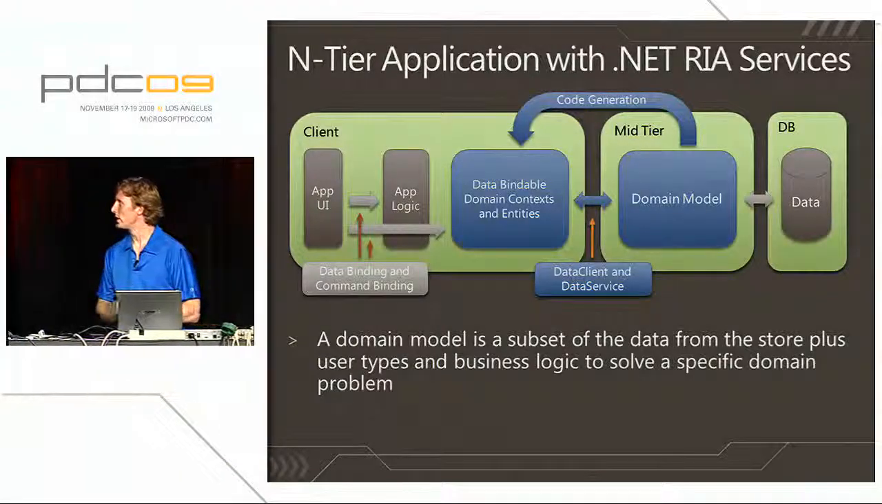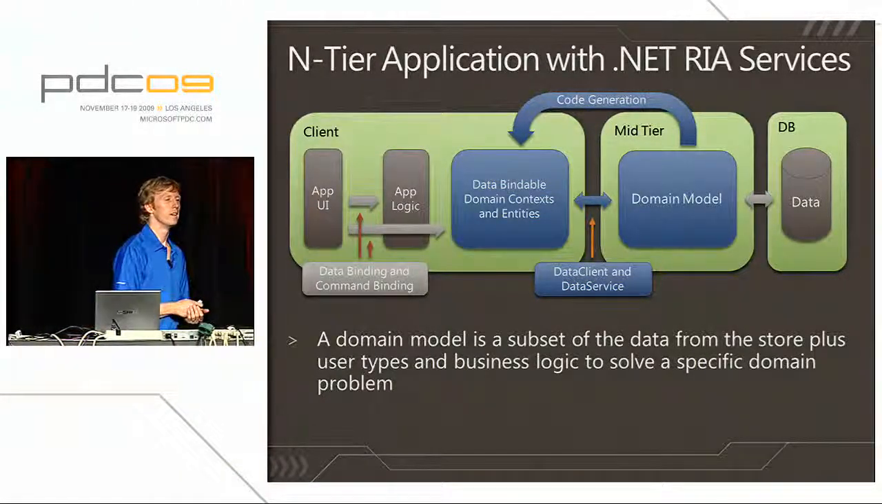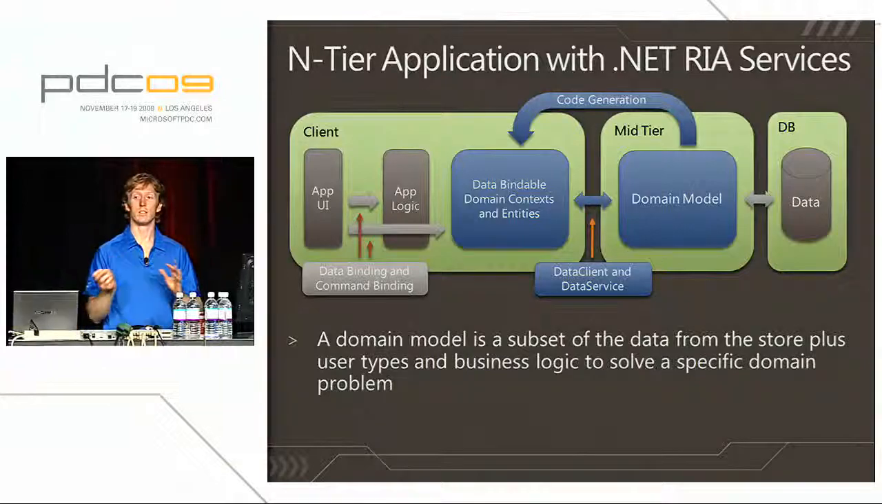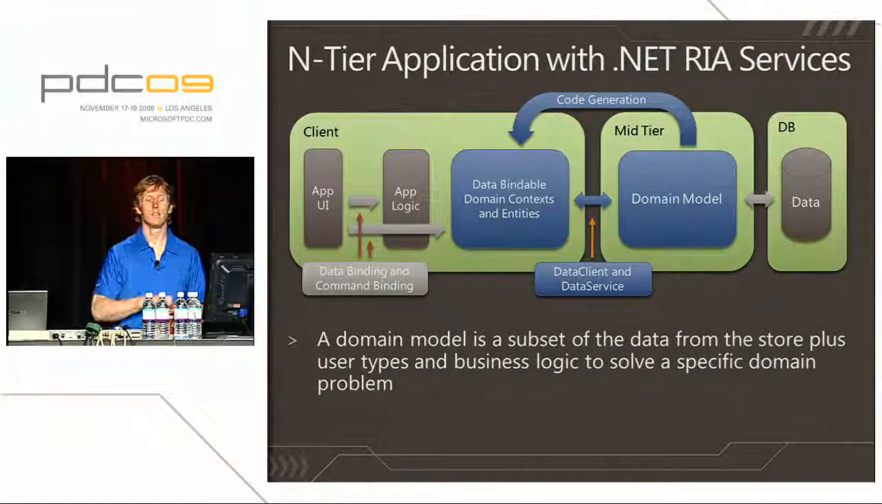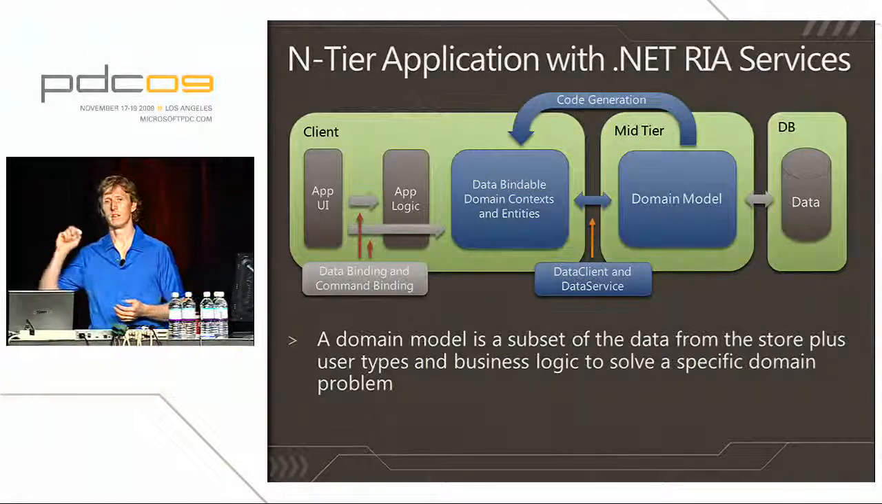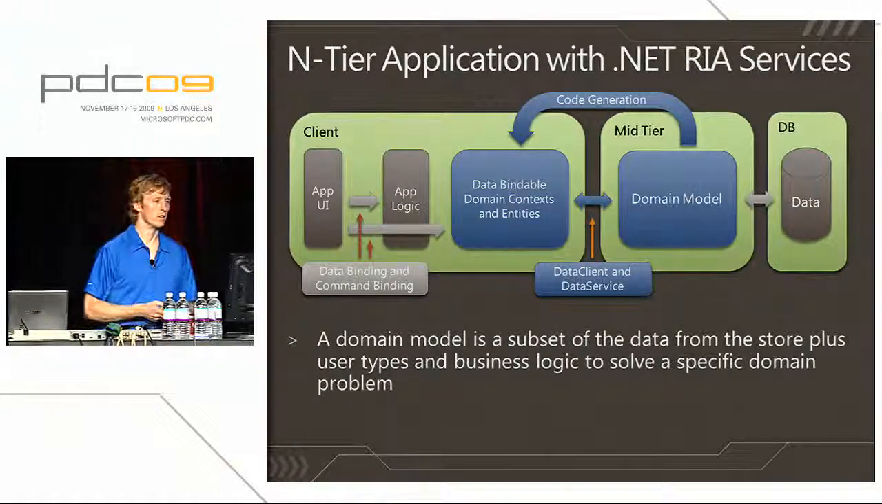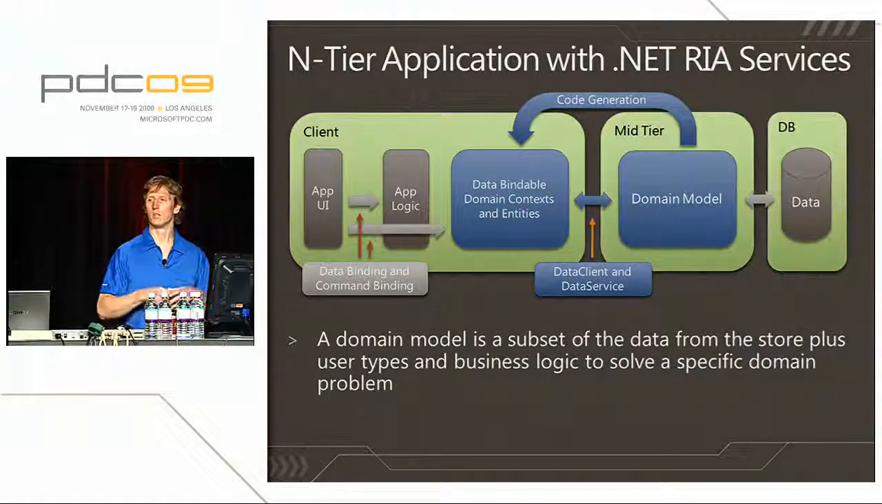So, just a quick high-level peek at it. Everything in blue is something that RIA Services adds. This is a standard N-tier application. You've got your database all the way over on the left. You have a mid-tier in the middle with your domain model.